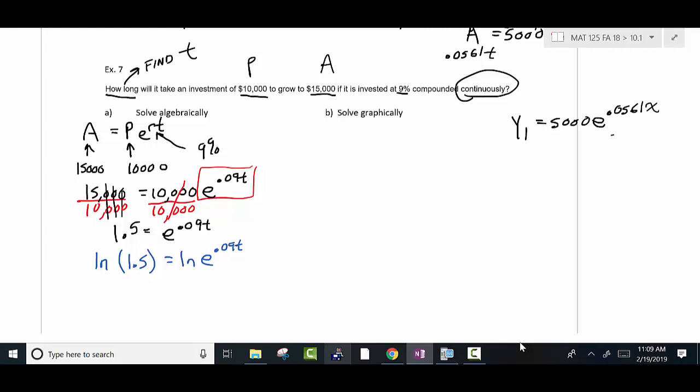There's a property of logarithms you learn. There's something you can do with this exponent. Yeah, you can bring it down. Okay, that's a property of logs. Some of this stuff you may not remember. So that's ln 1.5. Bring that down. That's a property of logarithms. So that's 0.09t times ln of e.